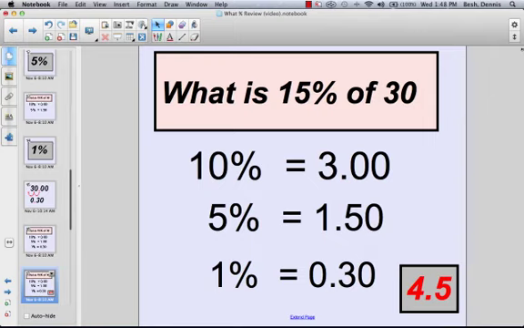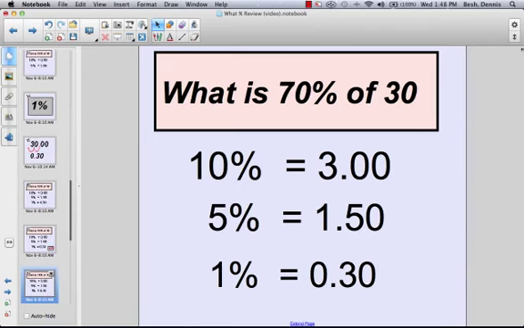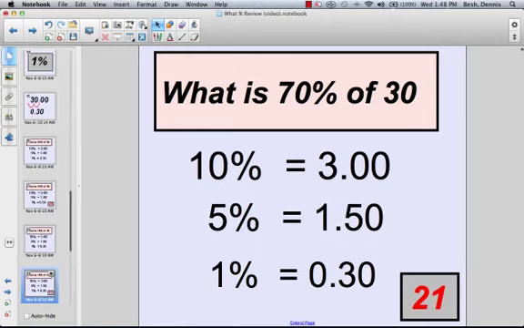Now I'm going to stick with the number 30, and I'm just going to change the percents around so you can see how this varies. You get a question like, what's 70% of 30? Piece of cake. To make 70%, you take 10% 7 times. You can add or you can multiply. You could take 3 and add it up by itself 7 times, or you can just do 7 times 3, and that's going to make 21. 21 is 70% of 30.